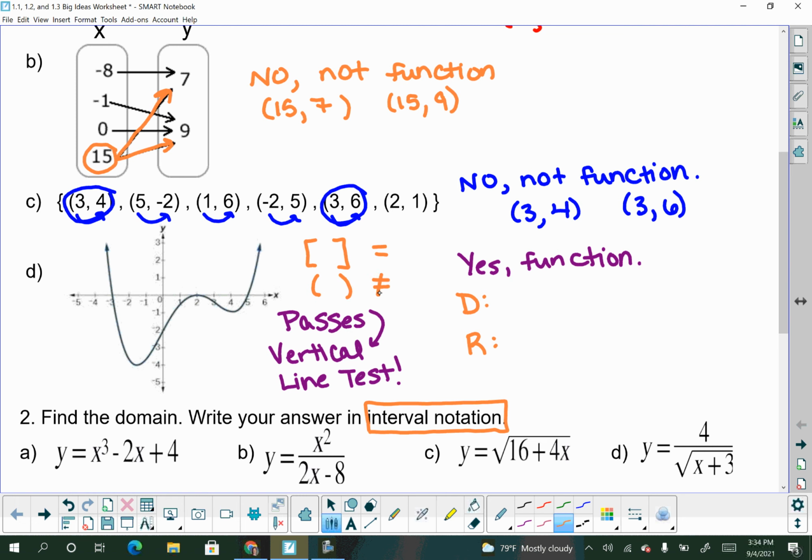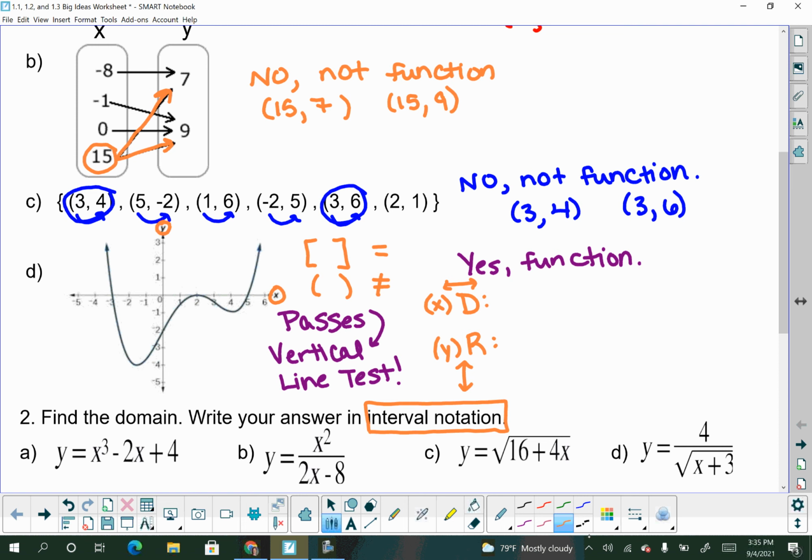mean not equal to. And when we're talking about domain, we're using x values. When we're talking about range, we're using y values. Domain is all the possible x's on a graph. Range is all the possible y's on a graph. When you're looking for domain, you're going to look left and right, just like your x-axis. When you're looking for range, you're going to look up and down, just like your y-axis.